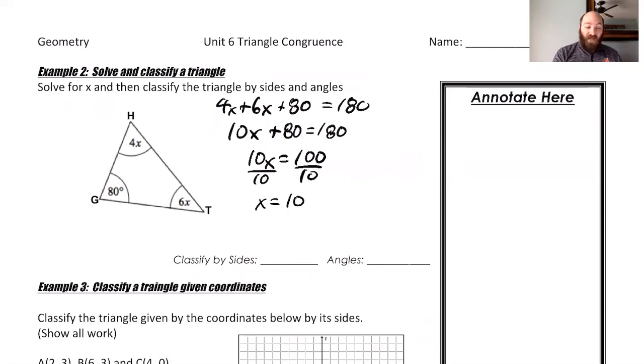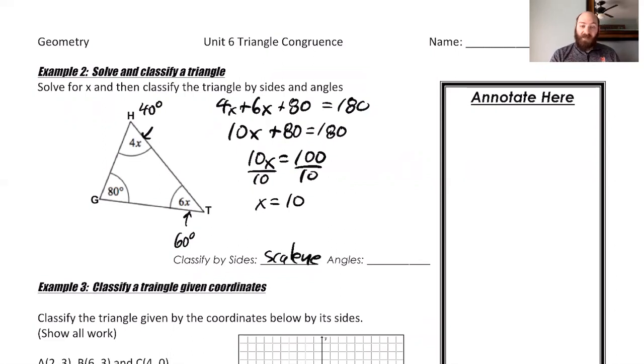All right, so I have the X value. When I plug it in here, 4 times 10 is 40. Plug it in here, 6 times 10 is 60. So we have 40, 60, and 80. All 3 angles are different. This is a scalene triangle.